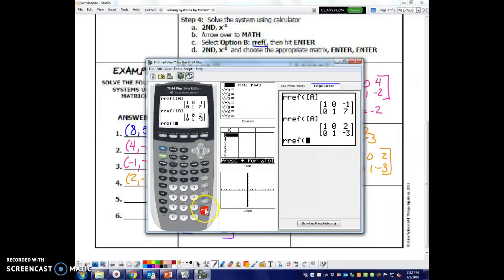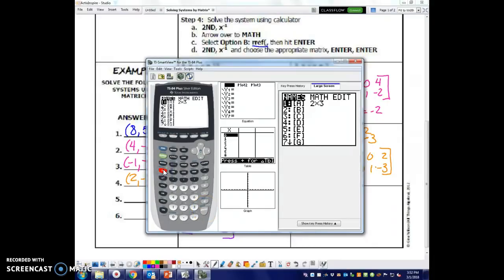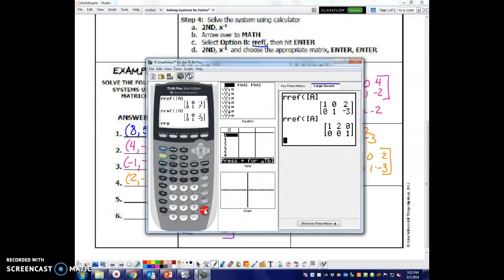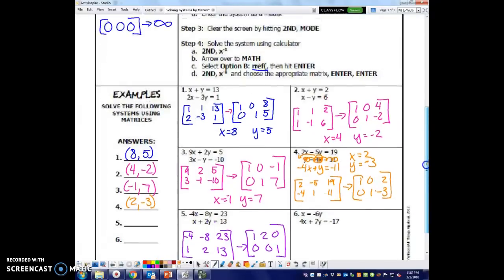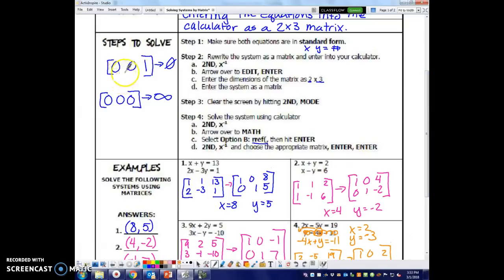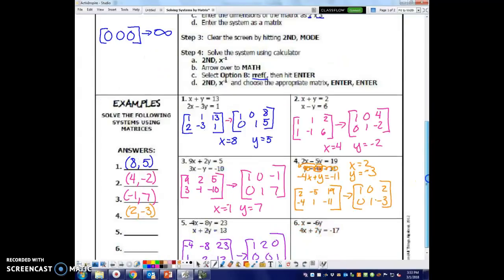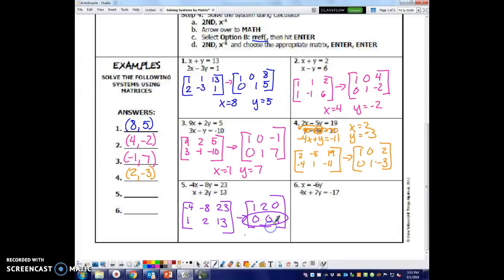Whoops. Back into matrix. A. Enter. So we have 1, 2, 0, 0, 0, 1. What does this mean? Well, what did I tell you at the top? What does 0, 0, 1 mean? No solution. Okay? So if it ever says 0, 0, 1 like this, that means no solution.